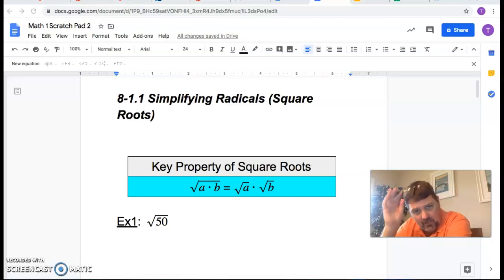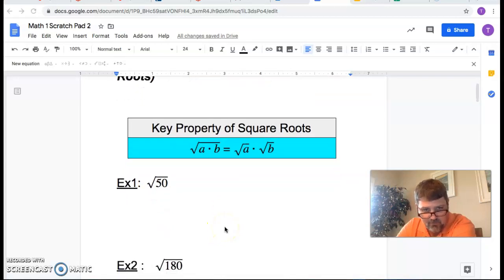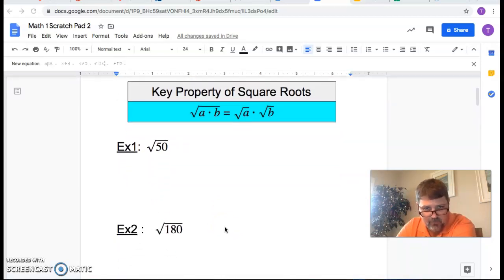All right, so 8.1, I'm just calling this simplifying radicals. We're only going to work on the Math 1 level for right now with square roots. We're not going to get any more complicated than that. And here's a key property, and I've already taught you this in another module. So you kind of know this, but I wanted to go over it with you one more time in this video before I start assigning work with this stuff.